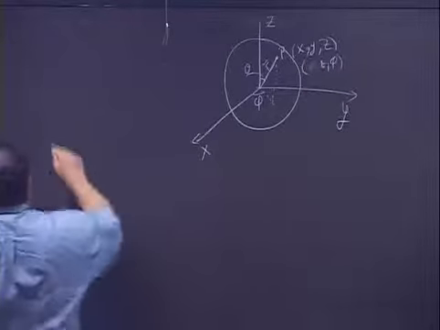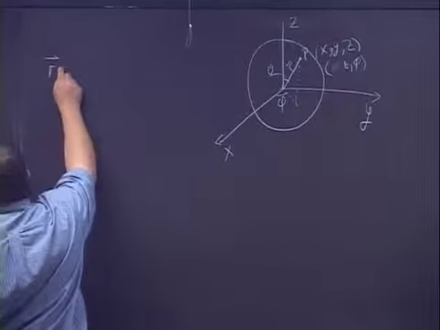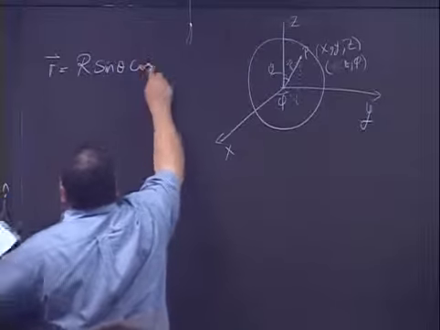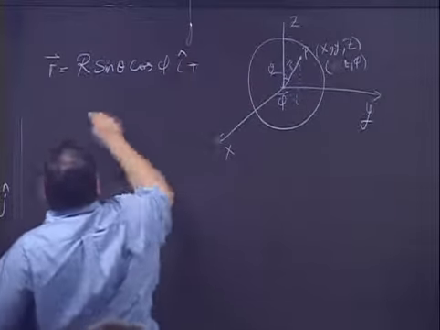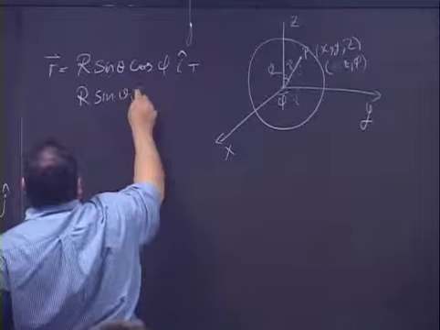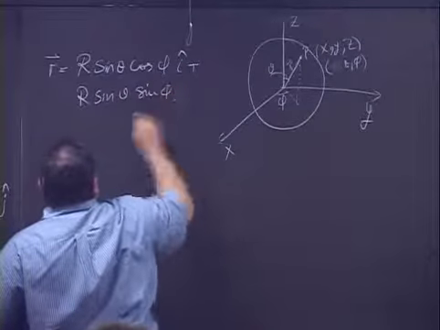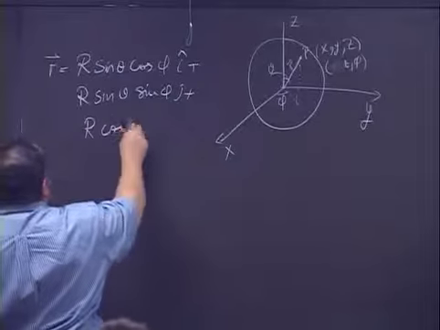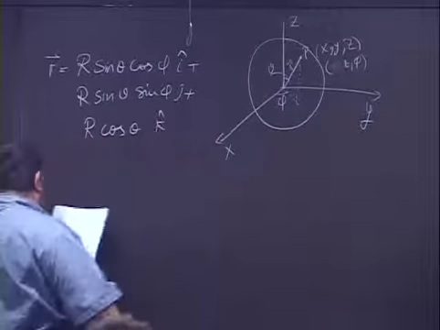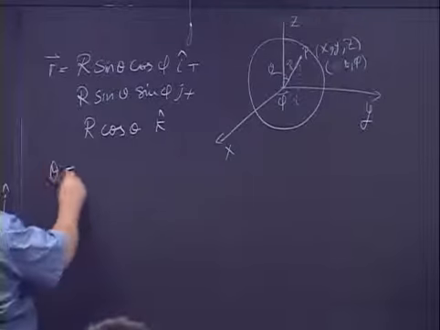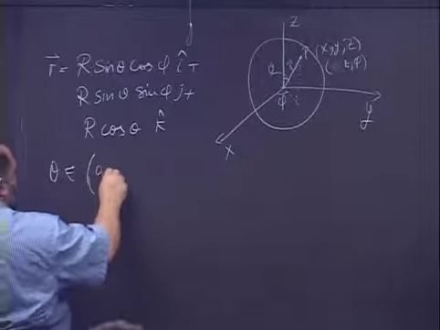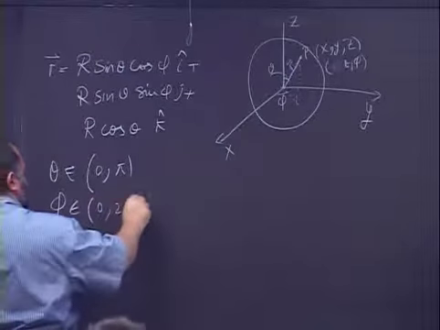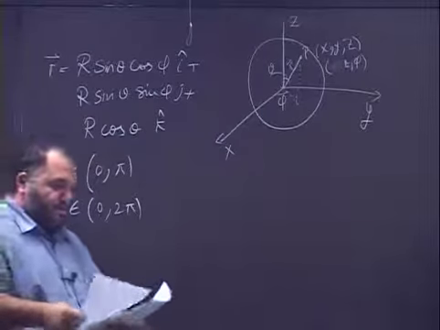So the position vector here is just r sine theta cosine phi in the i direction plus r sine theta sine phi in the j direction plus r cosine theta in the k direction, where theta goes from 0 to pi and phi goes from 0 to 2 pi, and this is well known for you guys.